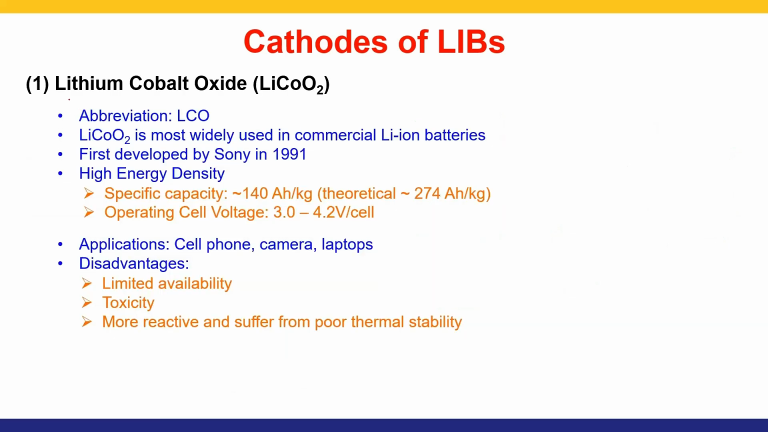Now, let's take a look at lithium cobalt oxide. The short form of lithium cobalt oxide is LCO. It is the first commercialized lithium-ion battery, developed by Sony in 1991. The nominal voltage usually is given as 3.7 V. The theoretical cell voltage is 4.27. It can be used to power cell phones, cameras, and laptops. However, it is relatively expensive due to the limited abundance of cobalt. And it is believed that cobalt is more toxic as compared to nickel and iron.